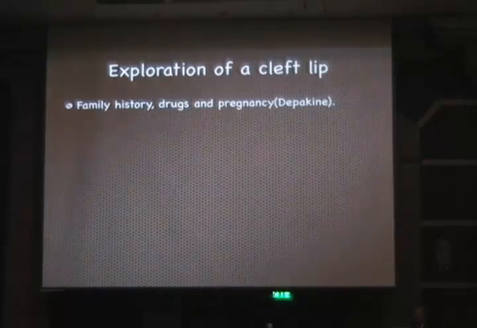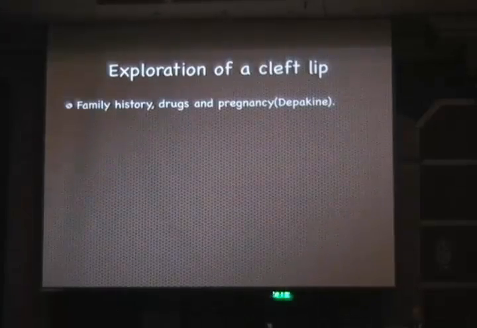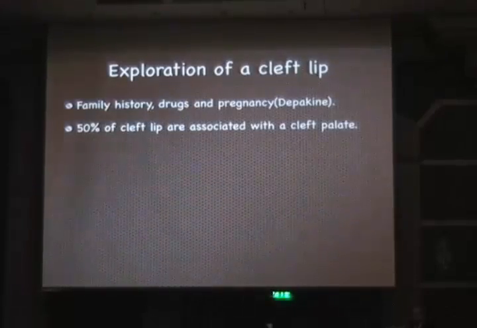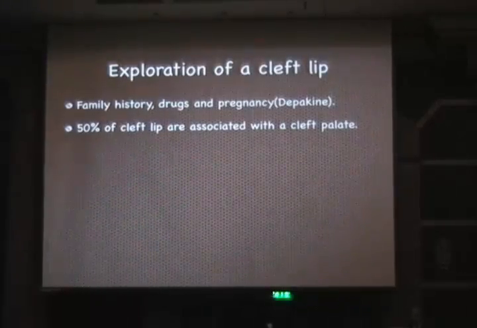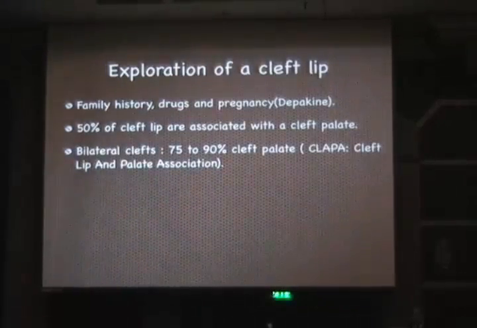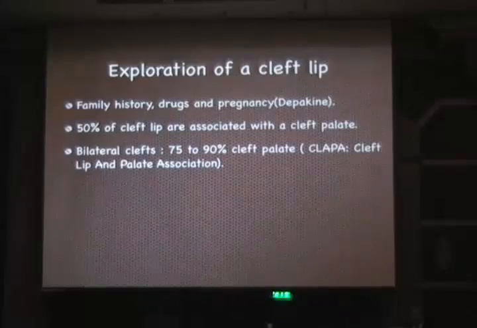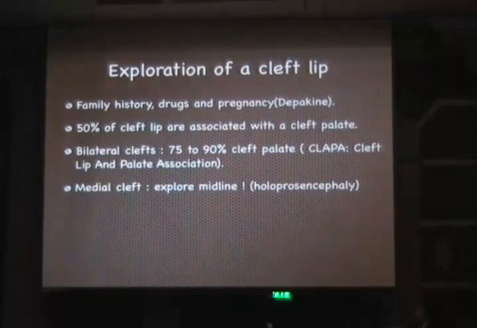So when you have a cleft lip, you always have to take the family history and see if the patient is taking drugs, especially valproate for anti-epileptic. 50% of cleft lips are associated with a cleft palate, and it's not the same prognosis and it's not the same operation, and you have to explain to the surgeon if there is or not a cleft palate. If you have a bilateral cleft lip, you have 75 to 90% of cleft palate, so you have to search for it. If you have a medial cleft, it's always a malformation.